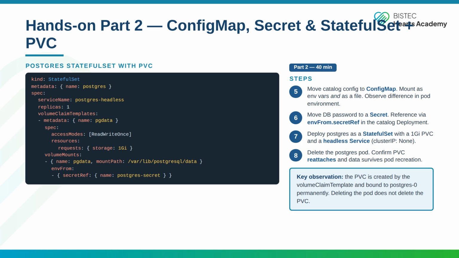Step 6. Take the database password out of the deployment YAML and into a secret. Reference it via envFrom in the catalog deployment. Verify that the password is available in the pod environment.